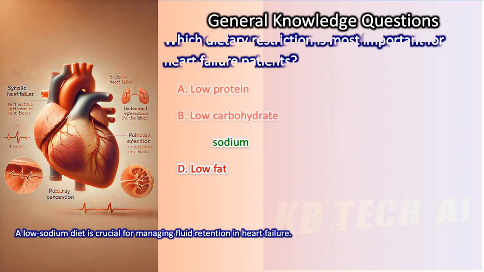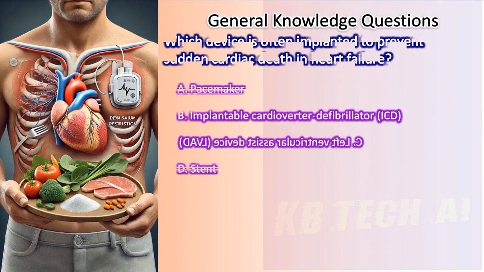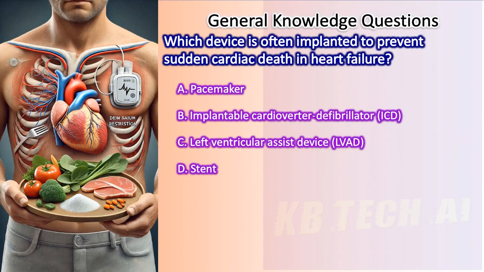The answer is option 3. Low sodium. Which device is often implanted to prevent sudden cardiac death in heart failure? Option 1. Pacemaker. Option 2. Implantable cardioverter defibrillator, ICD. Option 3. Left ventricular assist device, LVAD. Option 4. Stent.